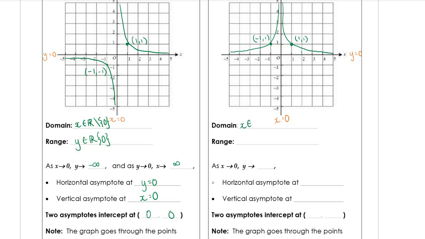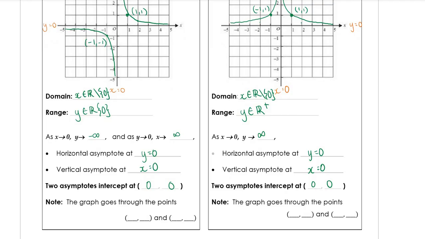Now, as I said before, our domain is going to be all real numbers except for 0. But what we can see is our y values are all above the x-axis. So we can say that our y is just all our positive real numbers, okay? And as x approaches 0, y is going to keep going towards infinity. Now, our asymptotes are in the same spot with y equals 0 and x equals 0, intersecting at 0, 0.